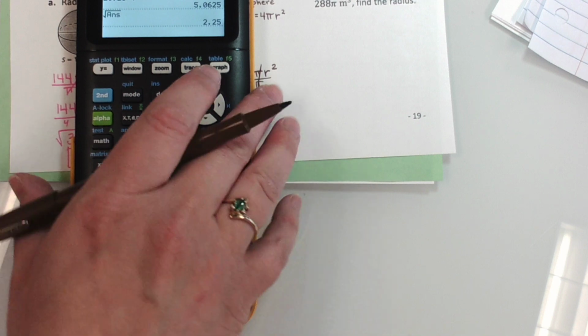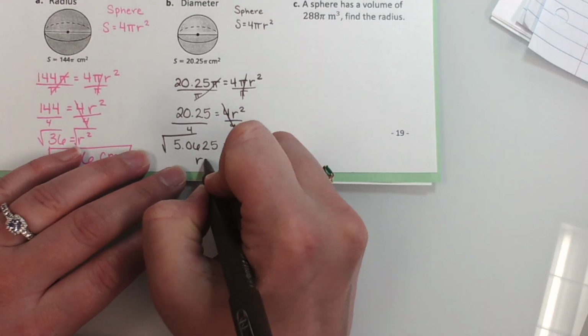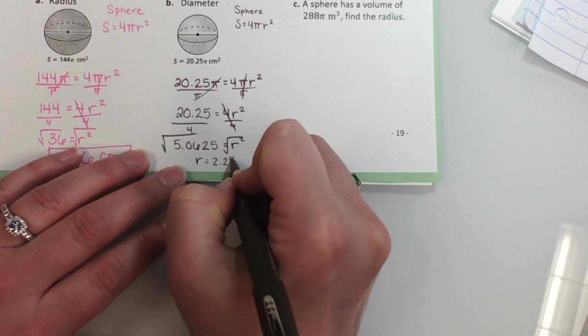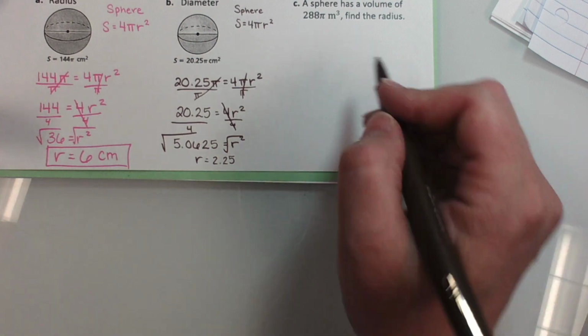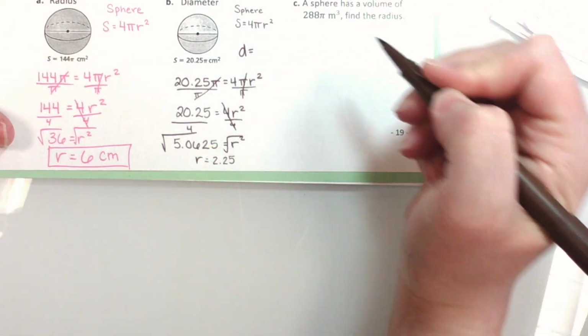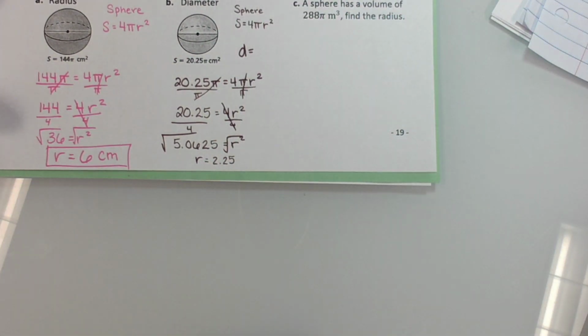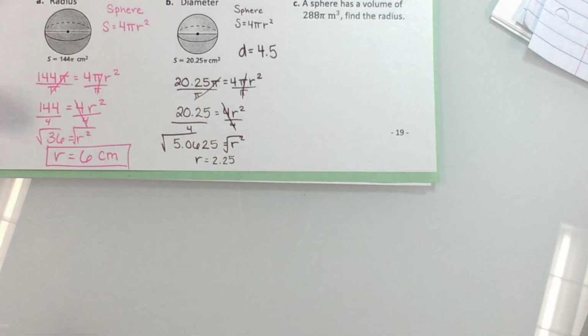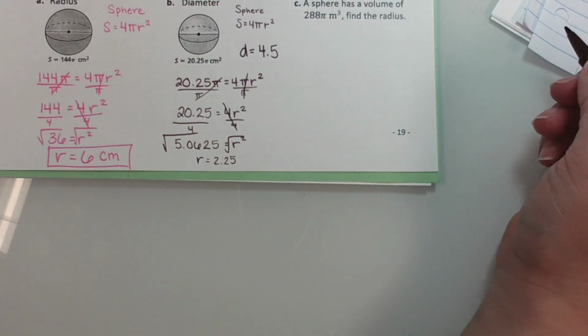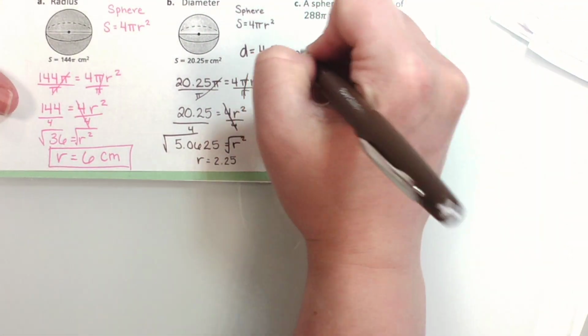Alright. 2.25. We're not done. Why not? We've got to find the circumference. No, you have to find the diameter. I have to find the diameter. Multiply by 2. 2.25 times 2. 5. Try again. 4.5. And if you put that, you're wrong. You need centimeters. Centimeters squared? No, centimeters.